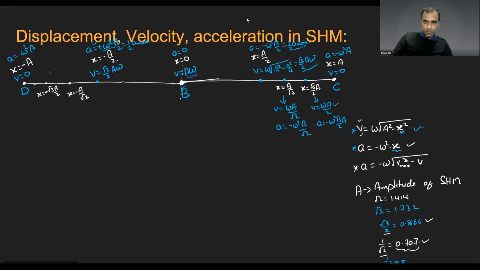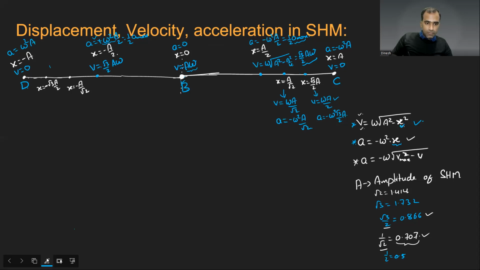Now, Harsha, can you tell me what the values are at x equal to minus a by root 2? I want Harsha to tell the values. Others keep calculating, but don't tell. Next, Purnashri, I want you to tell the values at minus root 3 by 2 a.